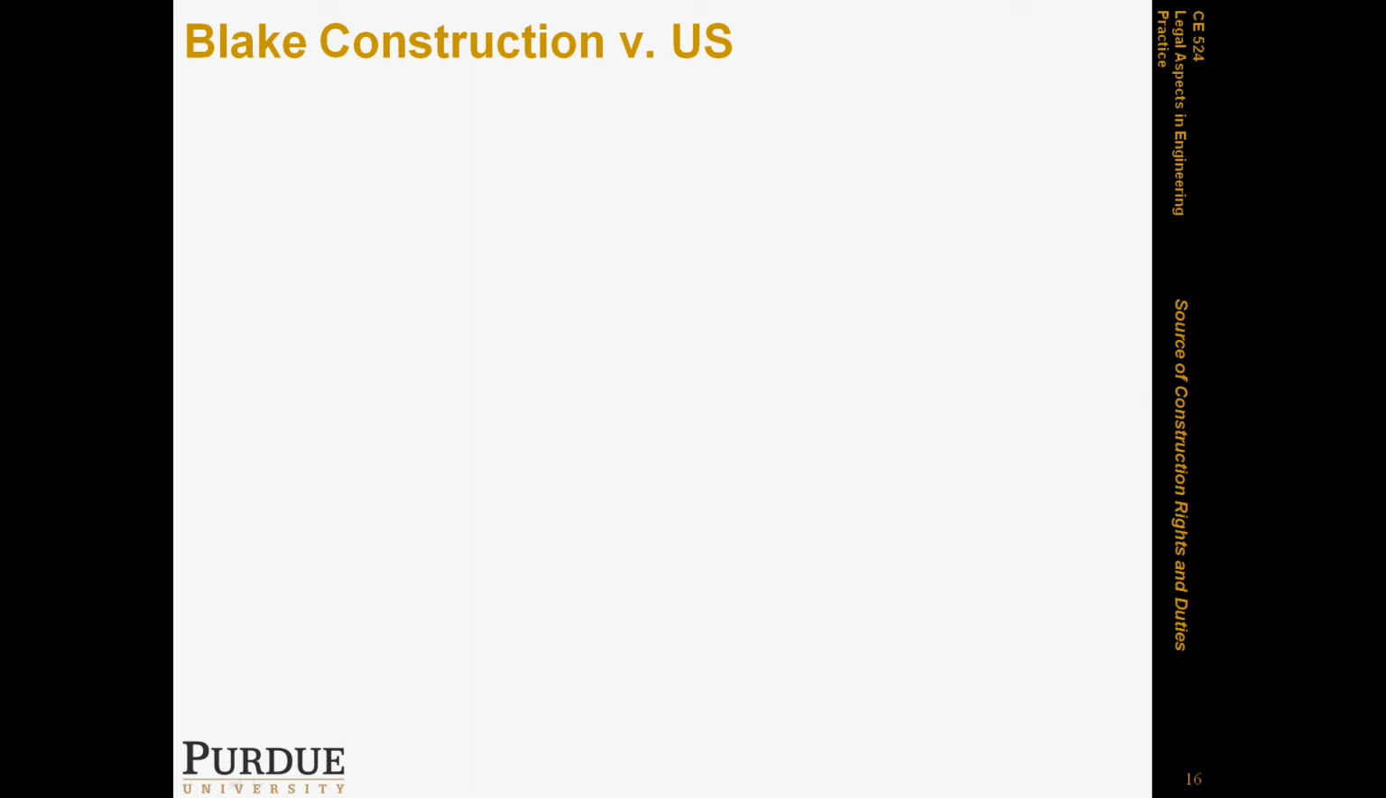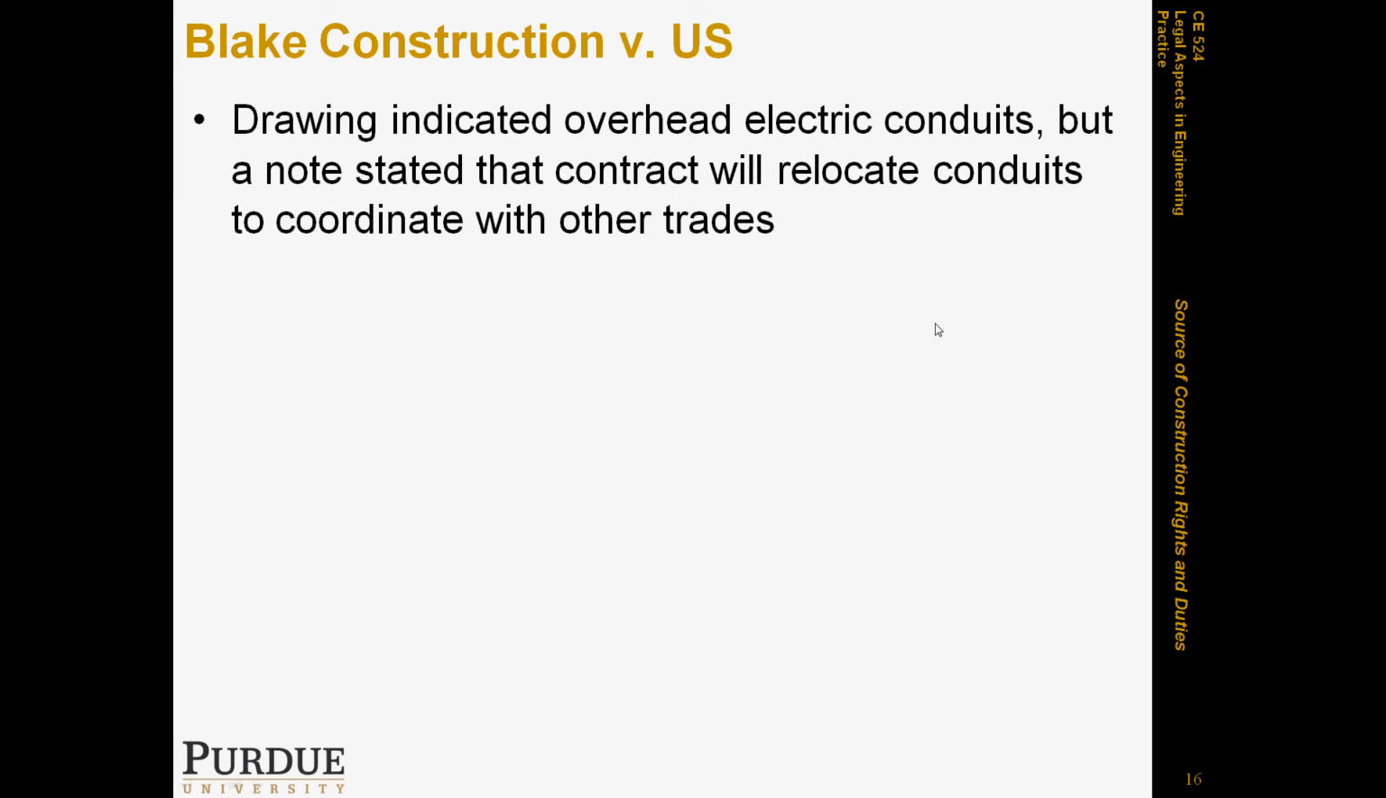Okay, now let's move on to another case relevant to the issue of design versus performance specifications, the case of Blake Construction versus the United States. It's a case against the U.S. Navy, where a naval base was being constructed. They had drawings that indicated overhead electric conduits, but there was a note stating that the contractor is allowed to relocate those conduits in order to coordinate with other trades.